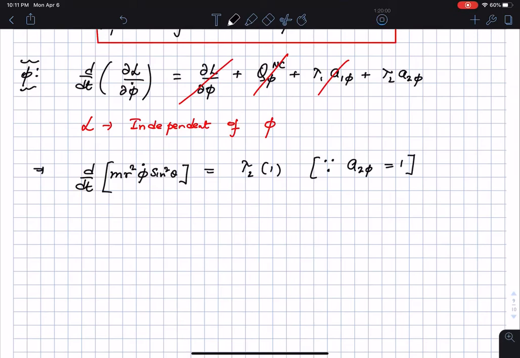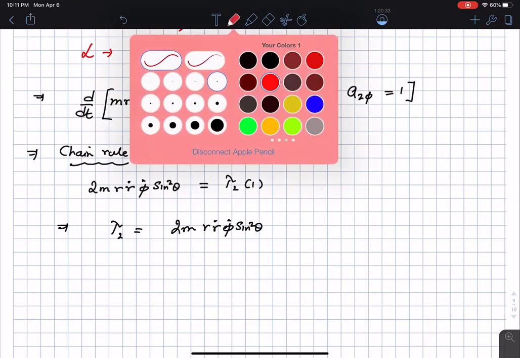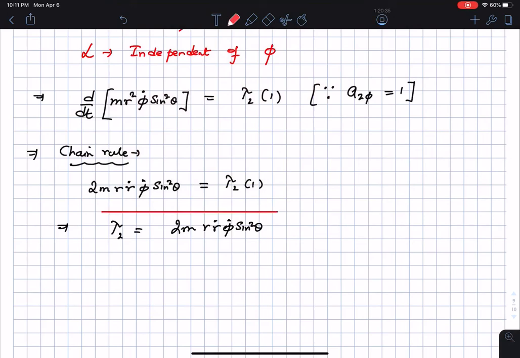If I use a chain rule and I get the following, okay, 2m r dot phi dot sine square theta is equal to lambda 2 of 1, which implies lambda 2 is actually 2m r dot phi dot sine square theta, and I'm going to put a box around this as well. Okay, so here is the box.